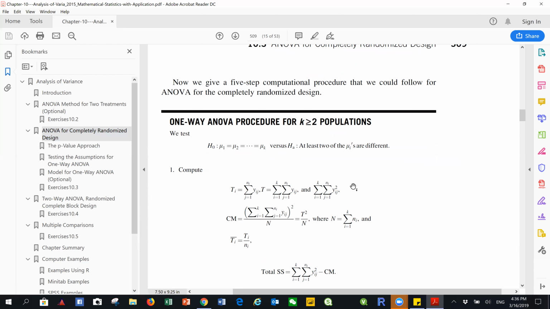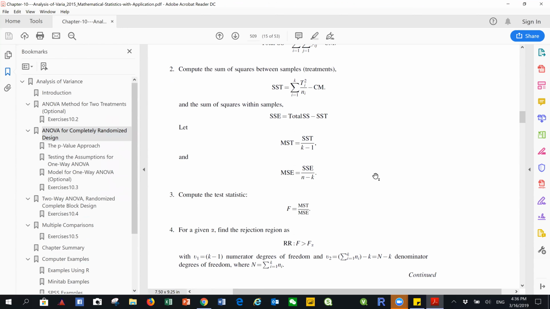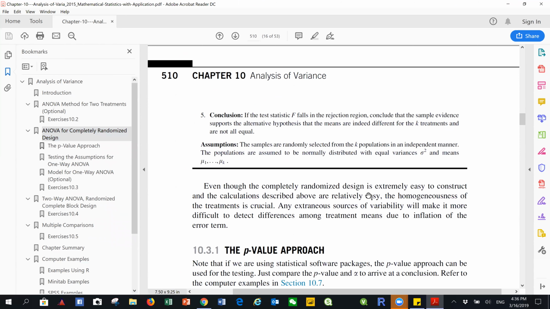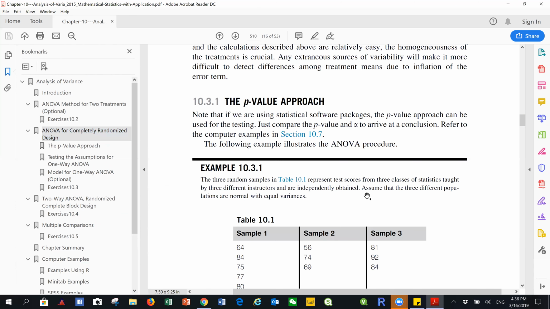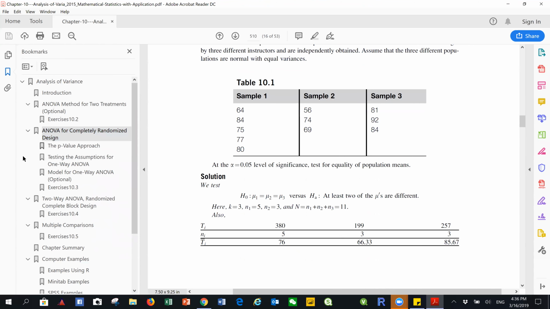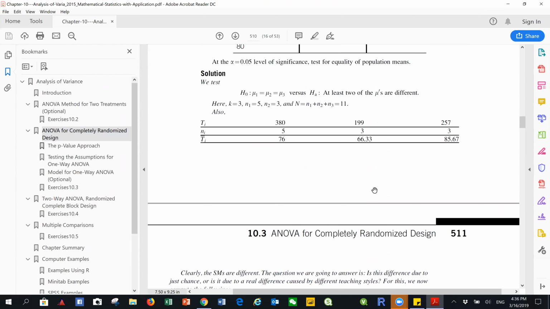Okay, so we got to go faster. Like what I said, if you get this basic idea, then I think you got it. But we need to move on a little bit faster. It's already 30 minutes.